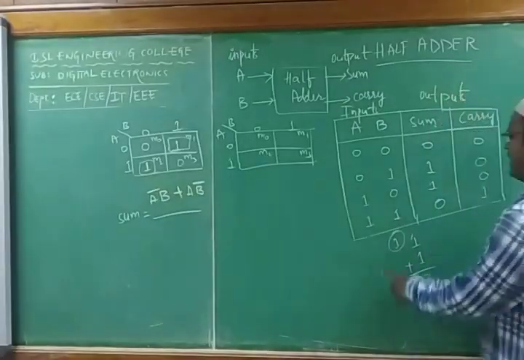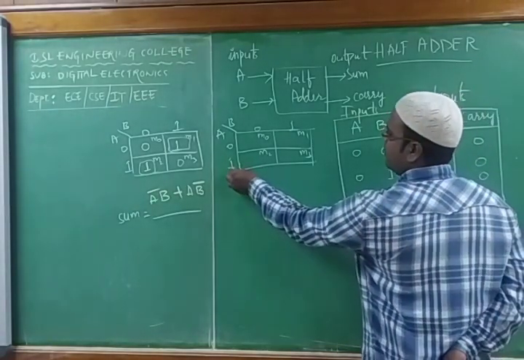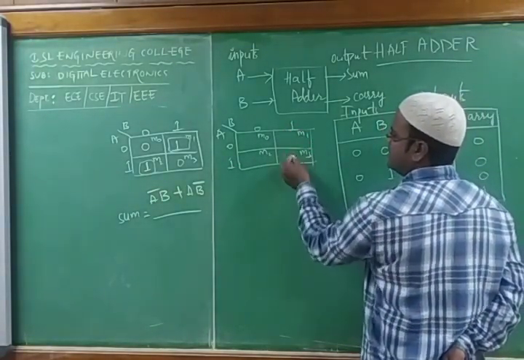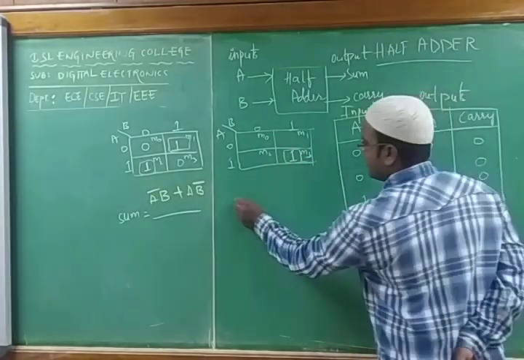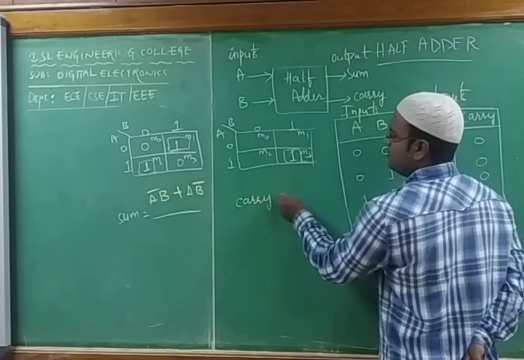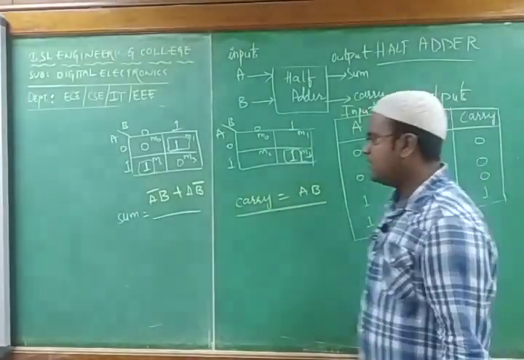Likewise, we need to write for carry. Carry is high only for 1 and 1. That means in M3 it is high. That means it's single, it's unary. So what is the carry value I can write for it? Carry is equal to AB. So we got the carry bit and we got the sum.